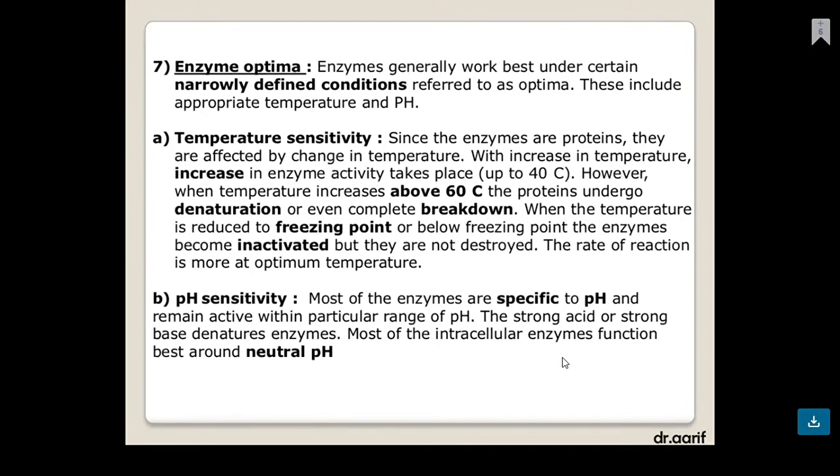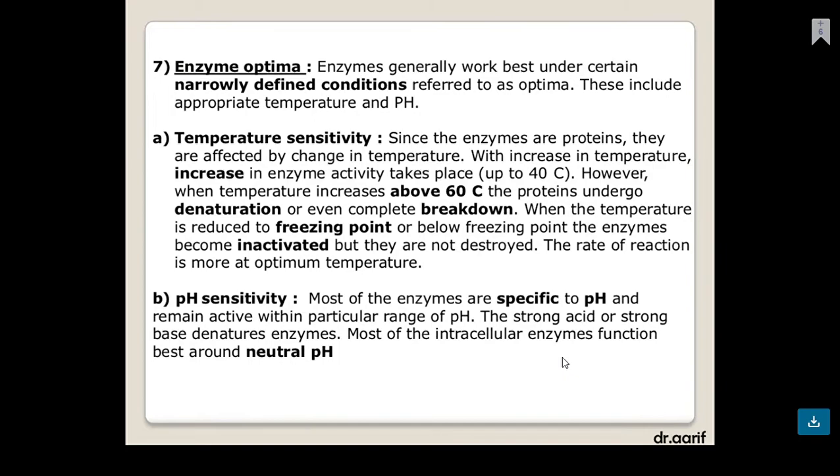And enzyme optima: they need the best conditions like pH, temperature, etc. Temperature sensitivity: since enzymes are proteins, they are affected by changes in temperature. With an increase in temperature, the reaction can take place up to 40 degrees centigrade, but with temperatures above that they will undergo denaturation or even complete breakdown. Even below the freezing point they become inactivated but not destroyed.